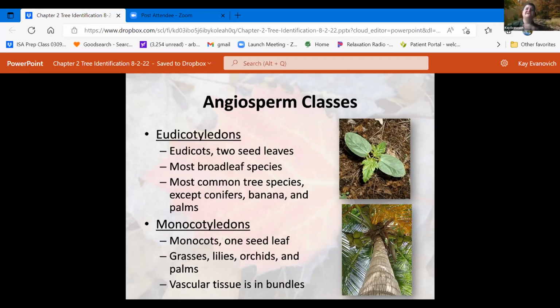So grasses, lilies, orchids, palms, those kinds of things are monocotyledons. They have their vascular tissue in bundles. And it's really interesting because a palm is basically the biggest grass in the world. Can you imagine having to mow a palm tree? No, but that's what it mostly resembles, right? It's more common with a grass than it is with a broadleaf tree. So just an interesting fun fact.